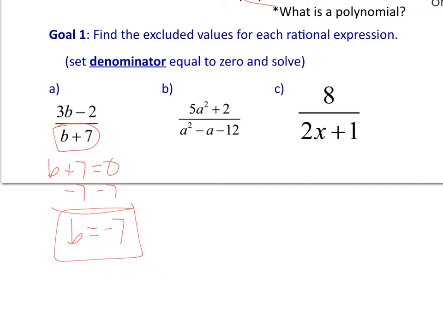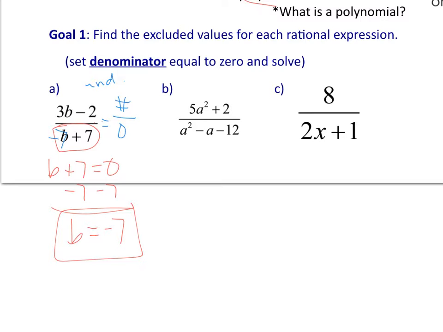Now, what does this mean for being an excluded value? Well, if I were to plug that back in, so negative 7 plus 7, that gives us 0 in the denominator. I could plug in negative 7 for the numerator, but it doesn't matter what I get in the numerator. As long as I have something over 0, that's undefined, right? Undefined, and that will then be an excluded value, which is also known as our vertical asymptote.